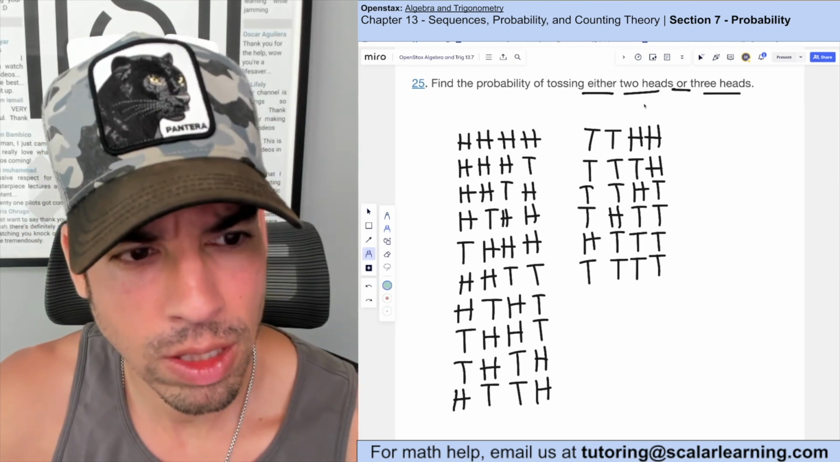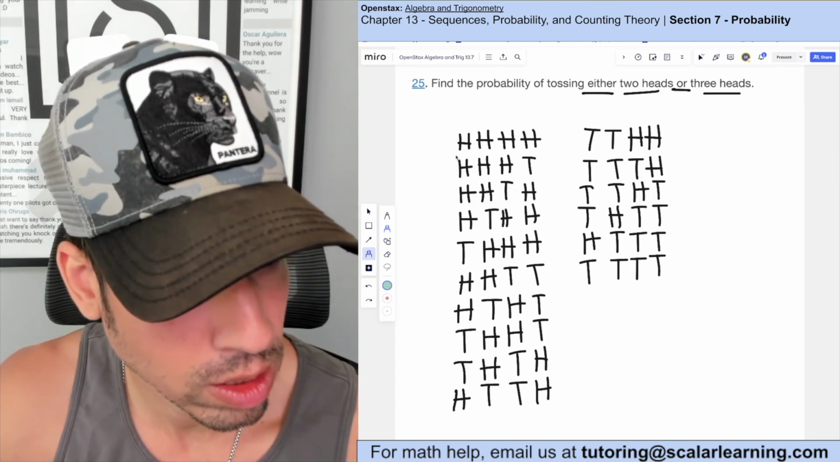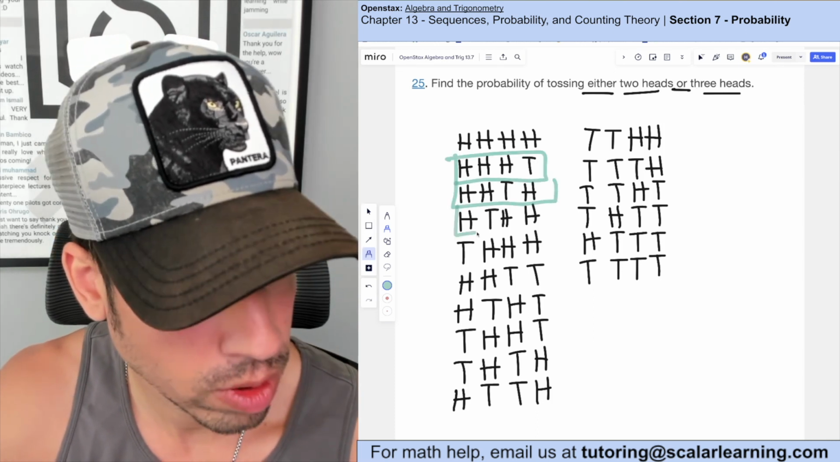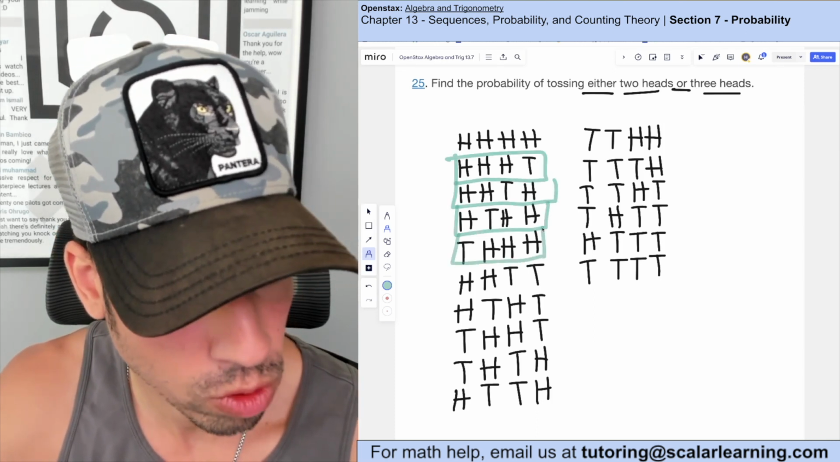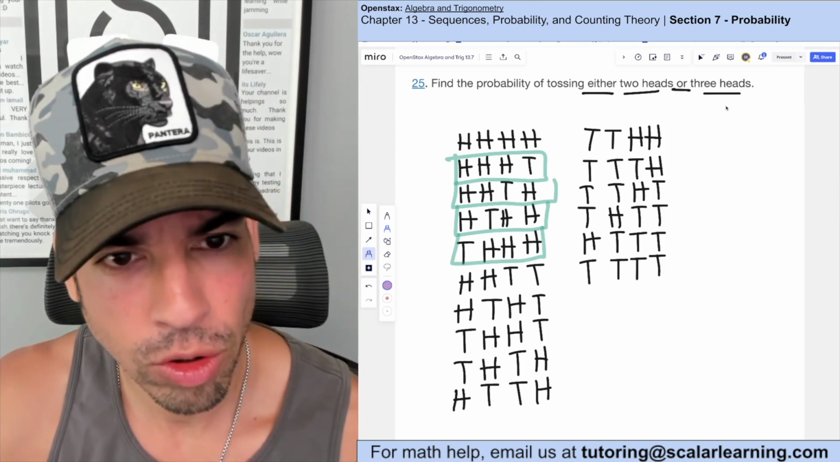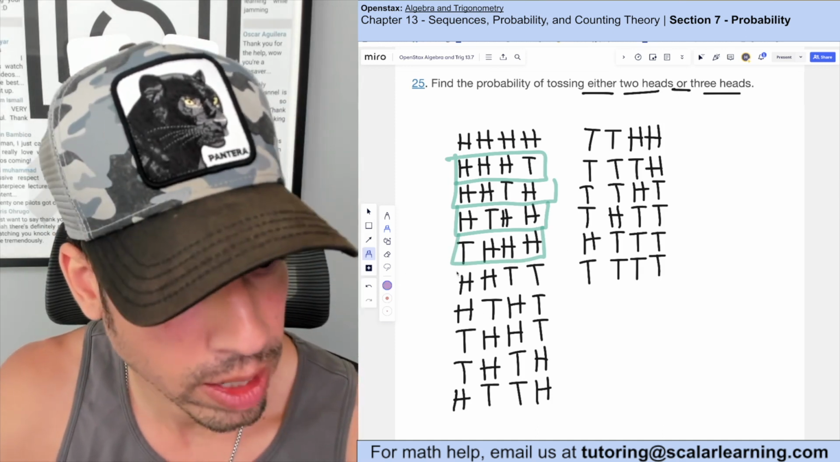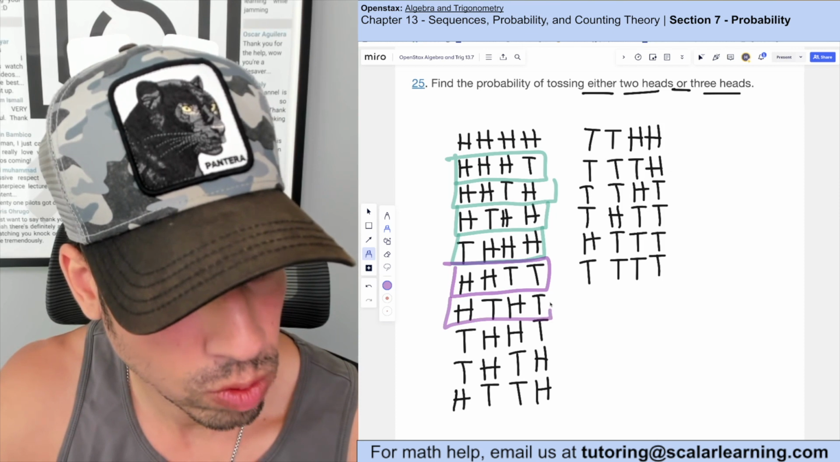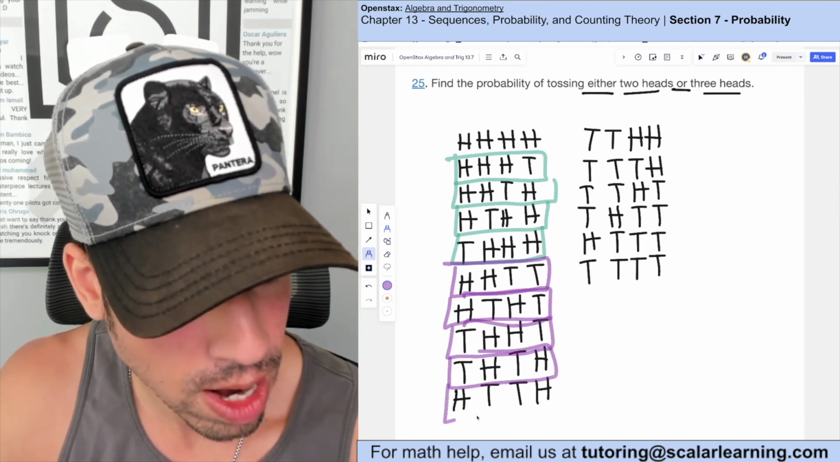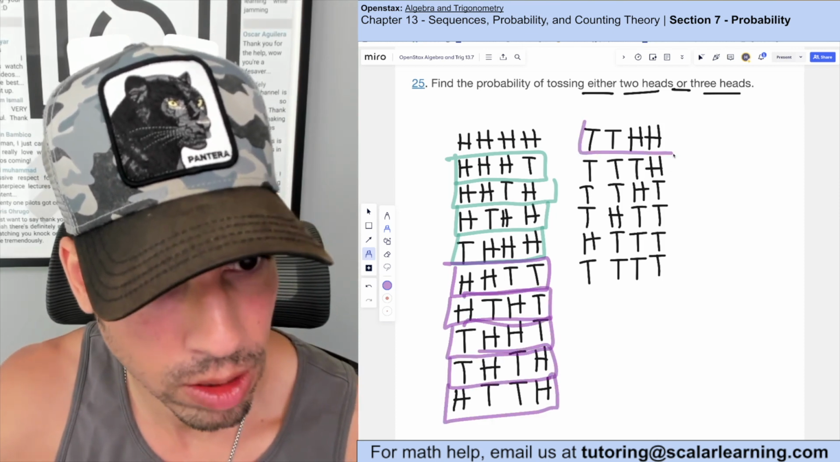So let's count up everything where we see 3 heads first. So I see 1, 2, 3, and 4. So we got 4 there. And now let's circle everything where we have 2 heads. So we've got 1, 2, 3, 4, 5, and 1 more up here, 6.